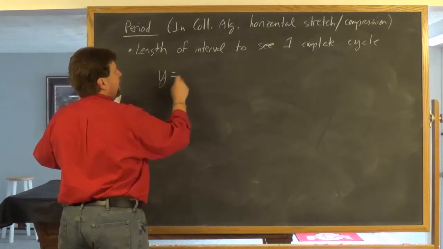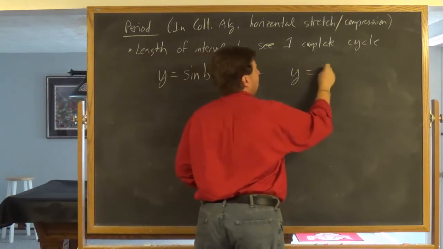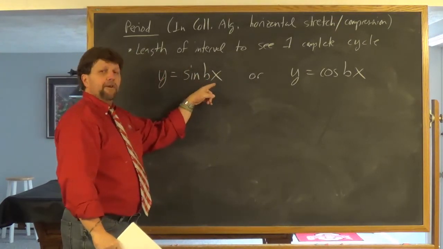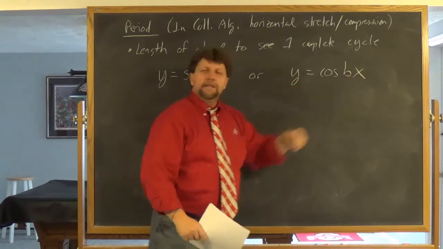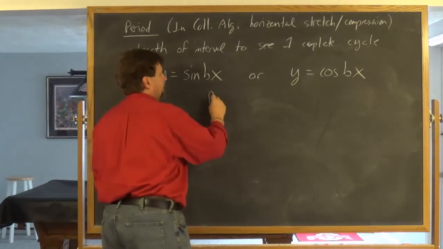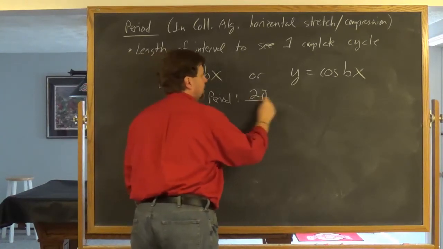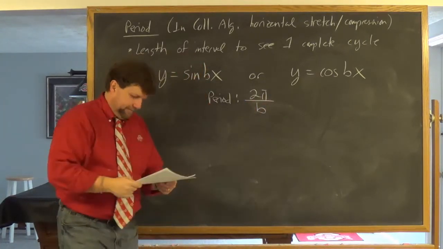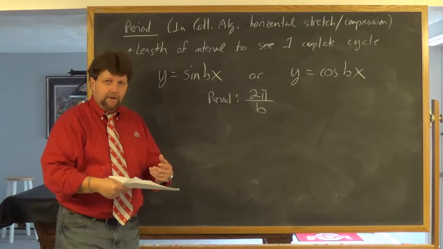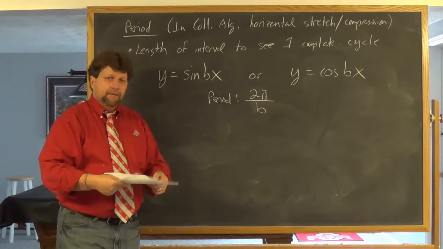In general, if you see y equals sine of bx, or y equals cosine of bx, so now you'd have a number living in front of the variable x. When you see that, the period will be found by taking 2 pi and dividing it by b. So that's how you're going to find the period of whatever function you're asked to graph. This little formula, 2 pi divided by b. So let's see how this works in an example.